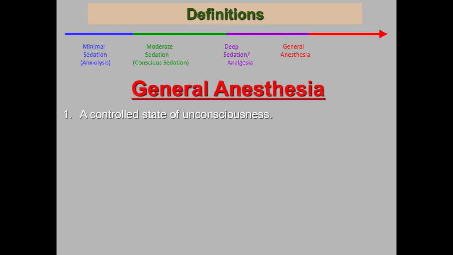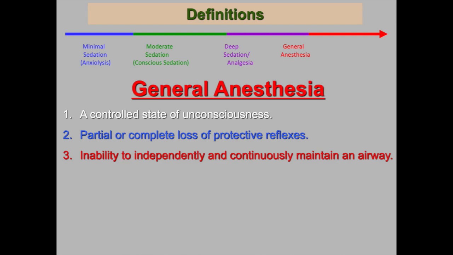Let's go to the level of general anesthesia. This is a controlled state of unconsciousness. There are just absolutely no protective reflexes at this point in time that the patient can elicit. So it's partial or complete. A lot of times it's complete loss of those protective reflexes. And they more than likely have that inability to independently and continuously maintain their airway. So we have to step in and provide them some airway maintenance.